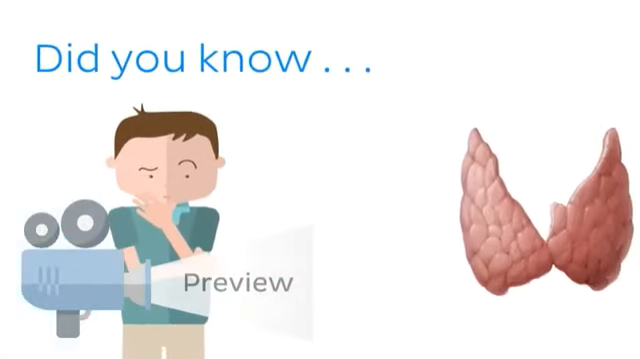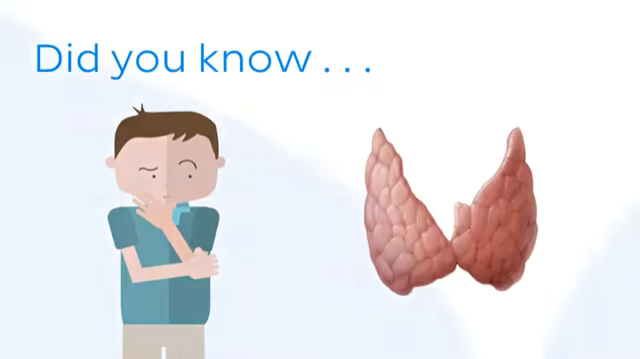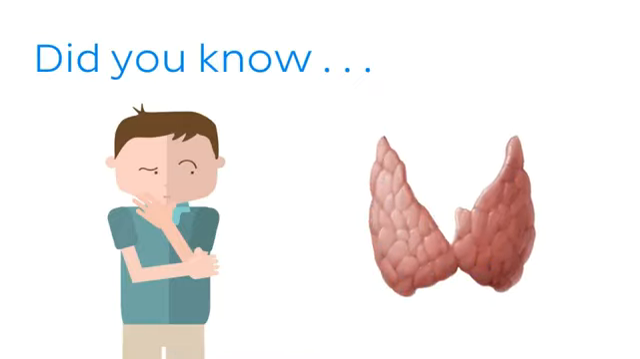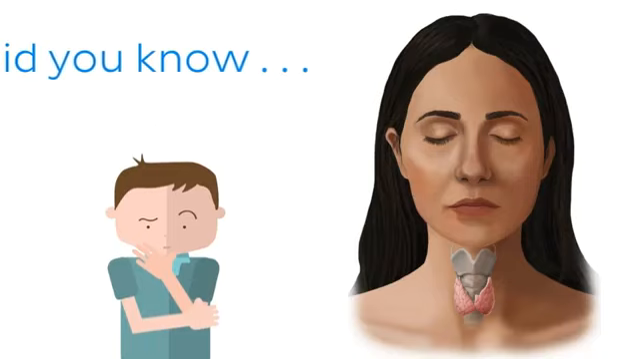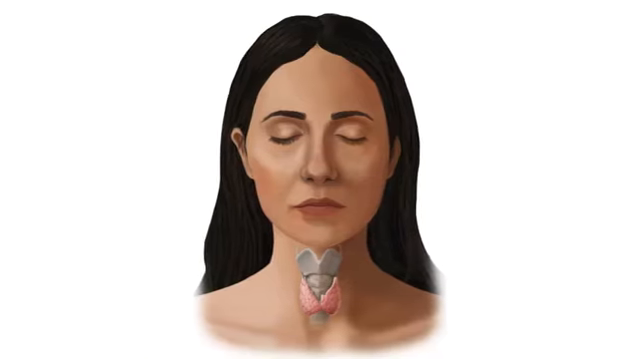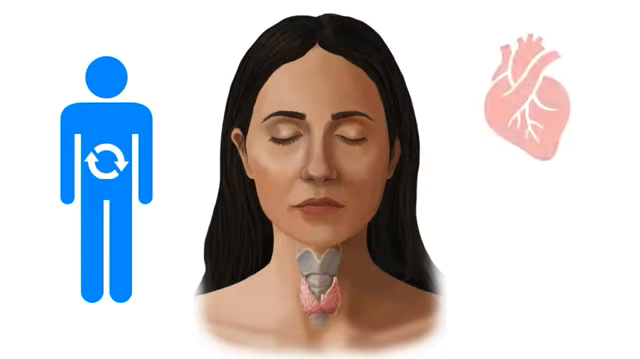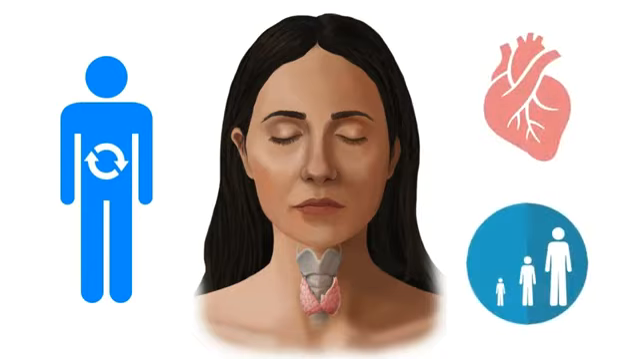This is the thyroid gland. Yes, that well-known butterfly-shaped gland found in the neck region. Although comparatively tiny, it controls many vital processes in our body, like metabolism, cardiovascular function, and even growth and development.